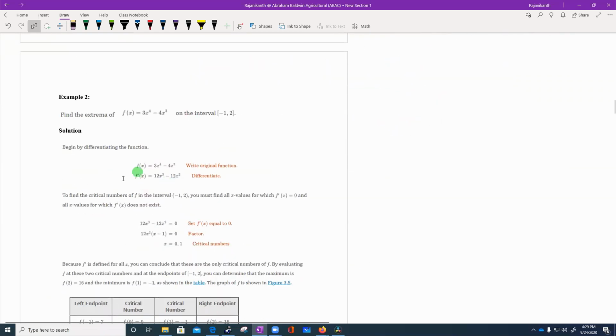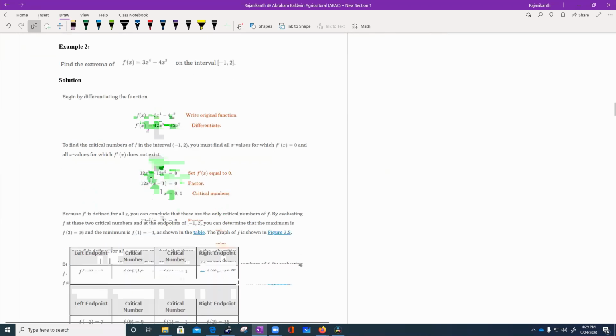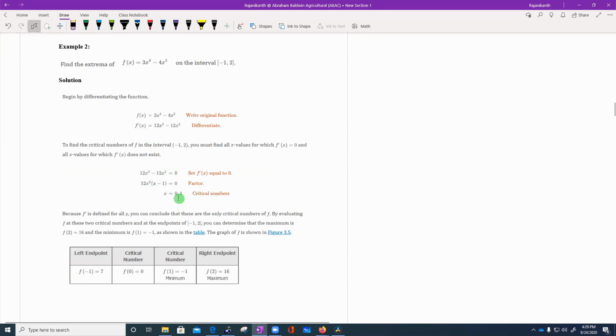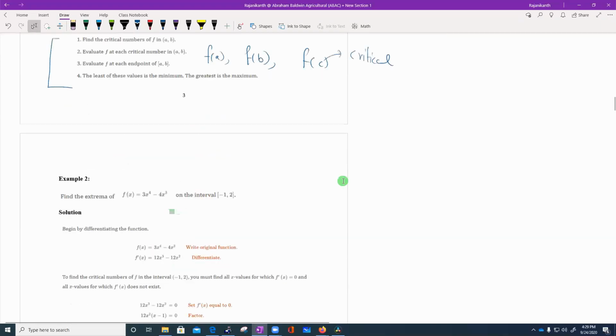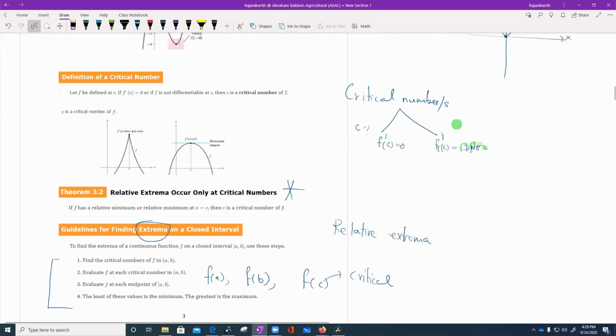Look at here. So the given function is this, and we are finding the derivative first, right? So this is the derivative. After getting the derivative, always set the derivative to 0, okay? And solve for x. Ask yourself, are there any possible x values? In this problem, yes, we have 2 critical numbers, 2 x values, okay? 2 critical numbers.